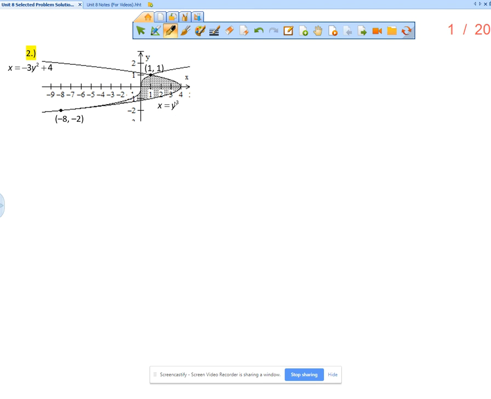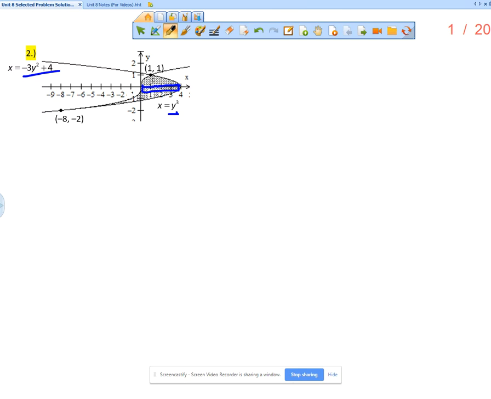What we want to do is understand that both of these equations are written in x equals form, right? And so we also look at this and realize that if we draw a horizontal rectangle, the right-hand boundary is always that parabola, and the left-hand boundary is always the y cubed.